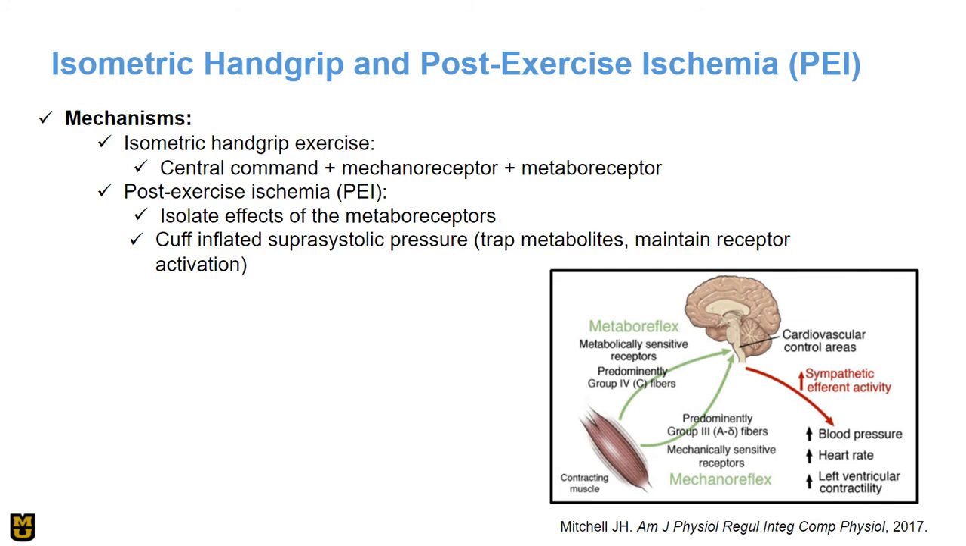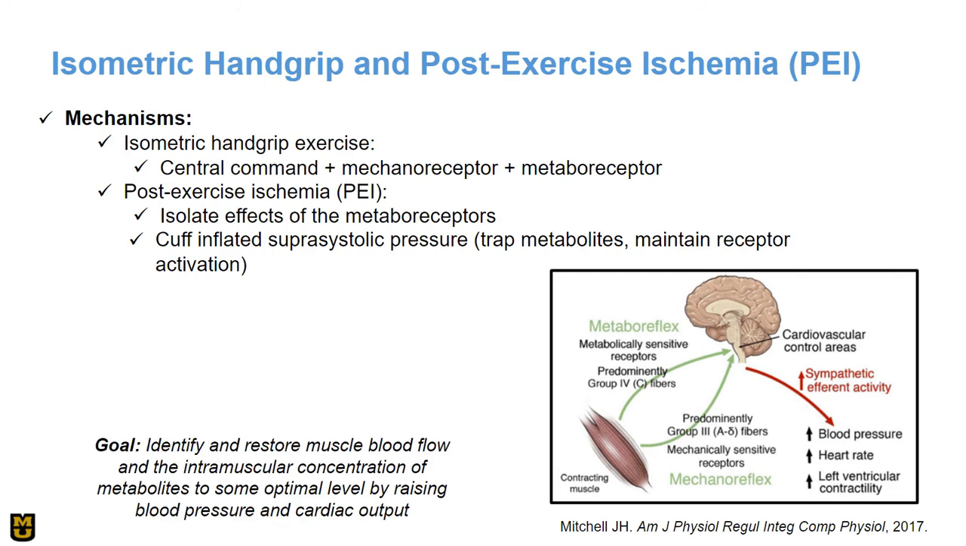So what that means is you're going to do the exercise, you're going to have this mechanical stimulation, you're going to release these metabolites. Before the exercise is over, you're going to inflate a cuff on the upper portion of the arm to trap those metabolites so you can maintain receptor activation. You'll have the participant stop exercising, and now you're only looking at the metaboreflex. So really nice. And your outcome variables, as you can see in the figure, you're going to see an increase in sympathetic efferent activity, which is going to increase your blood pressure, increase the heart rate, and increase left ventricular contractility.